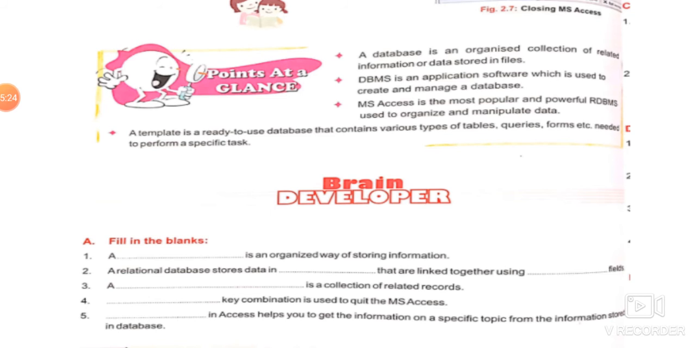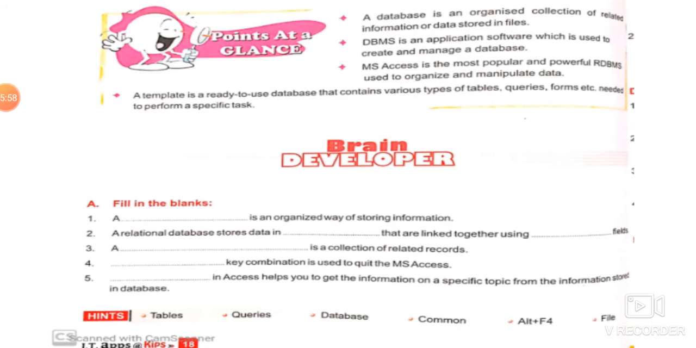I have told you that we can create databases in two ways. First we can create a blank database, and second we can create a database using templates. Templates are ready to use databases that contain various types of tables, queries, forms, etc. in them. So if you choose the template option, you will get a ready-made database. You have to fill in the entries only. Now the chapter is over, so let's come to the exercise part.